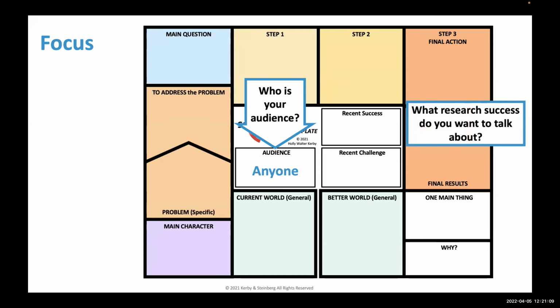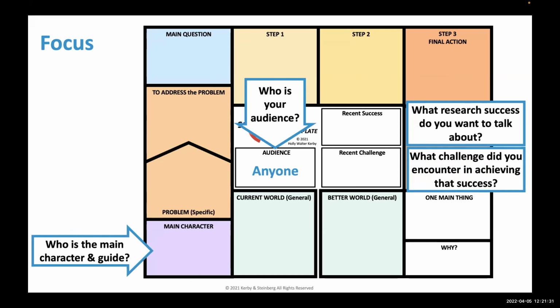The next thing we do is we say, what recent research success do you want to talk about? And we have a little box where you would write that down. And then what challenge did you encounter when you achieved that success? And then who's the main character and guide in your story? Well, if this is about your research, then that question's easy. The main character and guide is you. You're the one who did the learning, so you'll be the guide in getting the audience to do that learning with you as the main character.